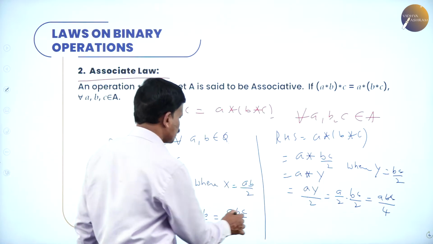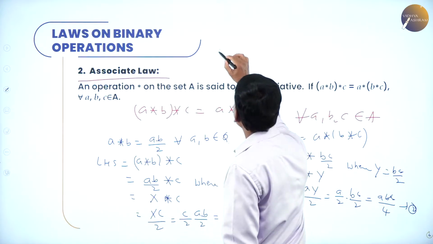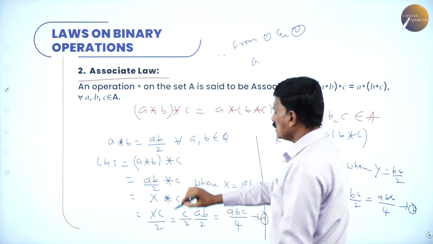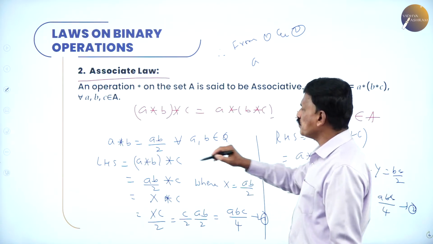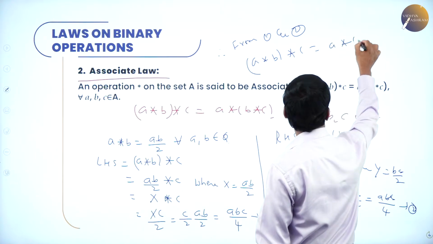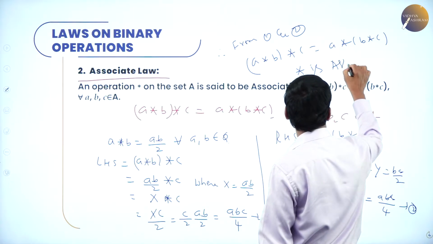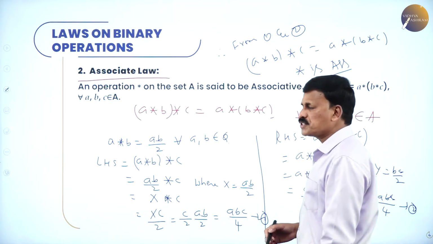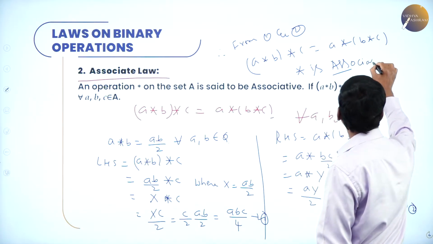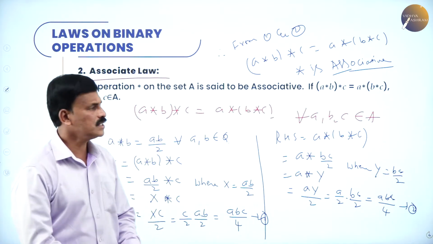So if you represent this as equation 1 and 2, this is equation number 1, this is equation number 2. Therefore from 1 and 2 we can write ABC by 4 is equal to ABC by 4. Therefore (A star B) star C is equal to A star (B star C), that is, star is said to satisfy associative law, or associative law is satisfied, or associative law holds good. That is regarding associative properties here.